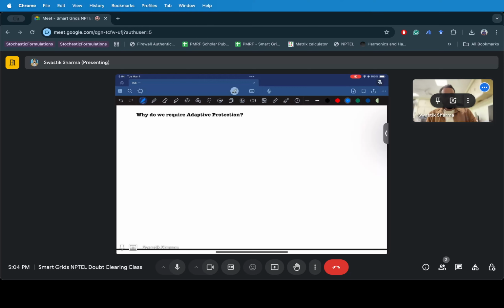So we were discussing, why do we require protection at all? Because we need to protect our devices and our equipment that are being used to transmit power to the distribution network as well. But why do we require adaptive protection? It's because of all those things that we discussed last week. What were they? We want to protect ourselves from false tripping. We want to protect ourselves from the magnitude and the dynamics in the level of fault current.